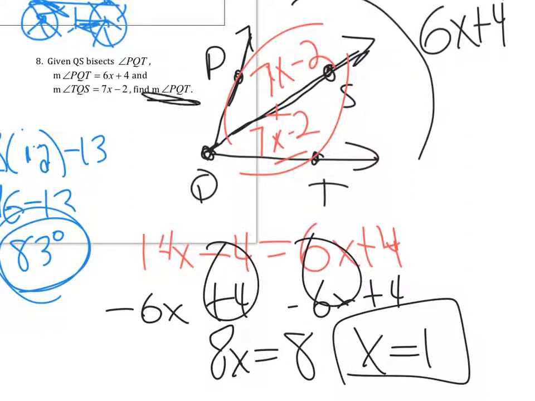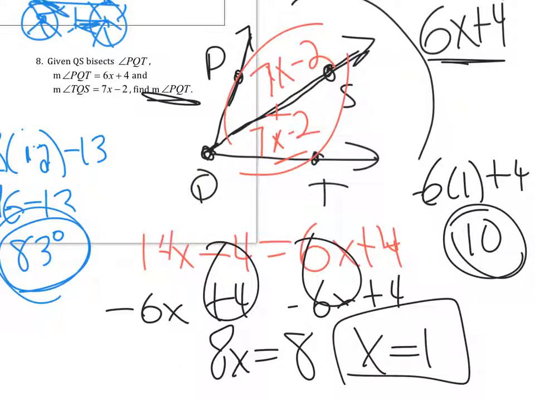But that doesn't tell me everything. I got to figure out how big PQT is. So PQT is that whole angle, so I'm going to take 6 times 1 plus 4. That gives me 10. All right, that is all the notes. Please come talk to me about the questions and make sure you understand what you're doing.